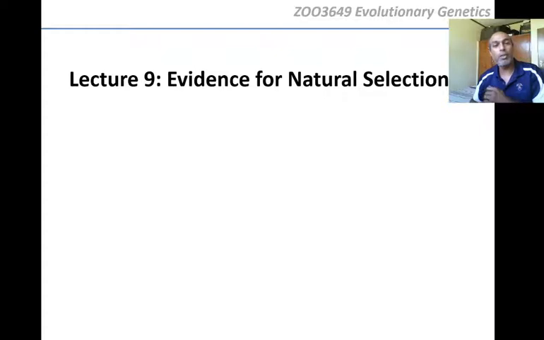So not only can we test this, we see clear evidence for natural selection everywhere we look. So what is some of the evidence for natural selection? There will probably be a question which asks you for evidence of natural selection, and you can use any of these examples, or you can use any example of your own.